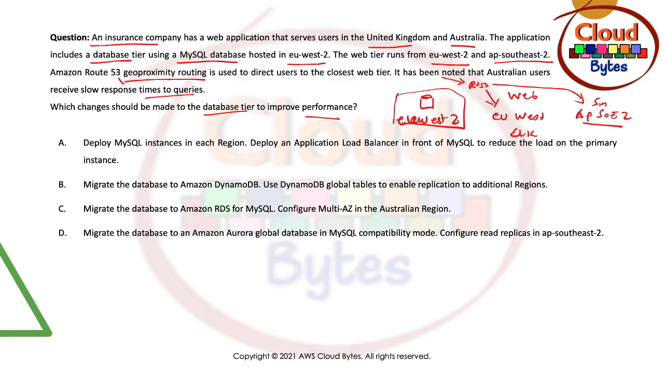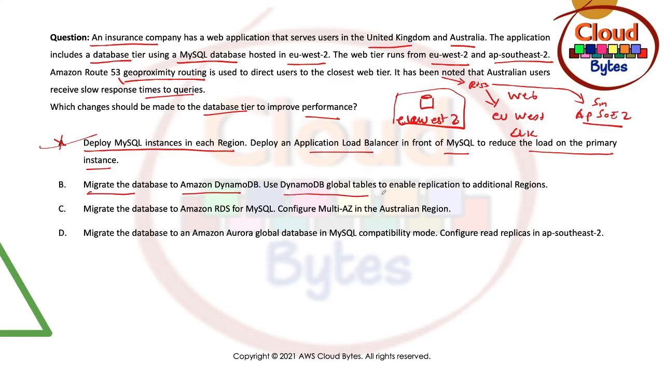So let's look at the options that we have. The first option is basically deploy MySQL instances in each region, and deploy an application load balancer in front of MySQL to reduce the load on the primary instance. You can only put an ALB in front of the web tier, not the DB tier. So you can do that in front of your web application, while this option doesn't fit well with this particular scenario.